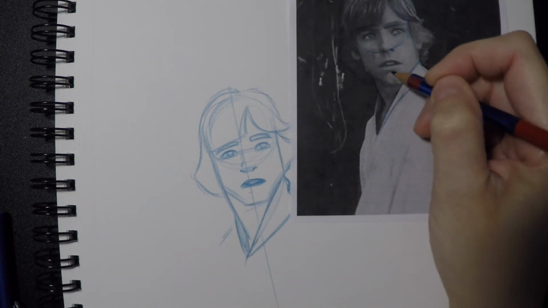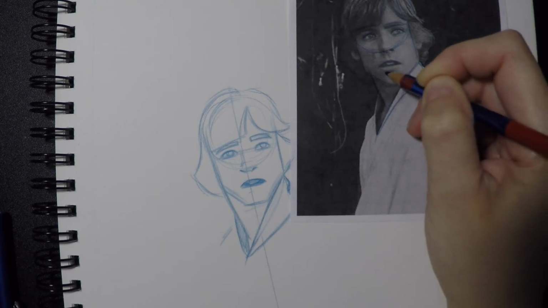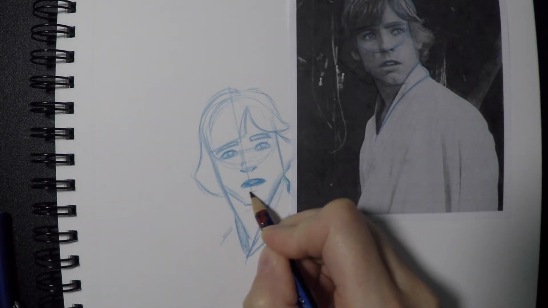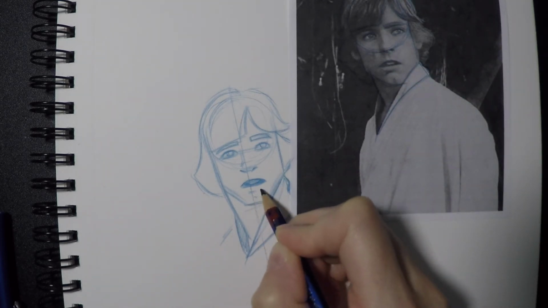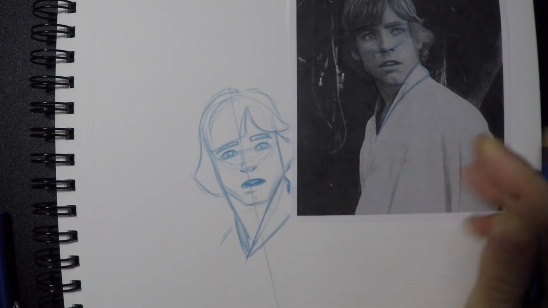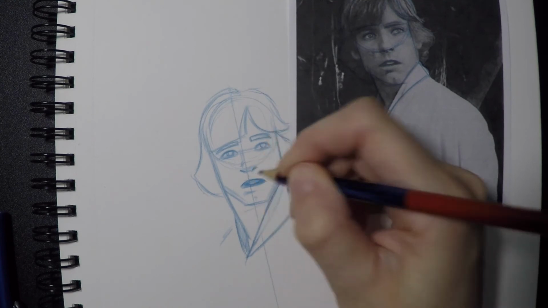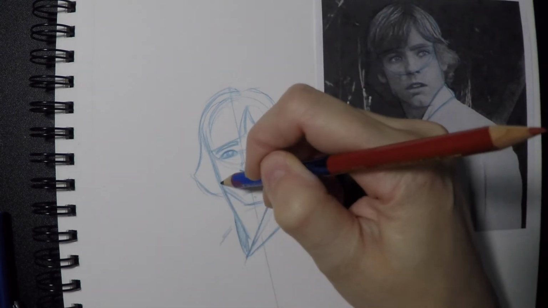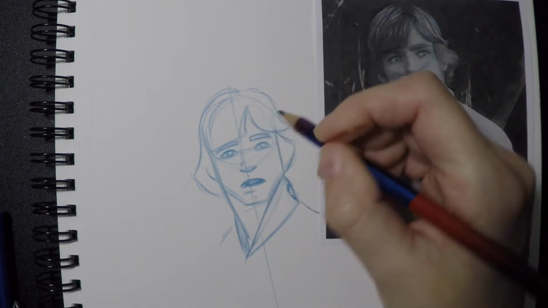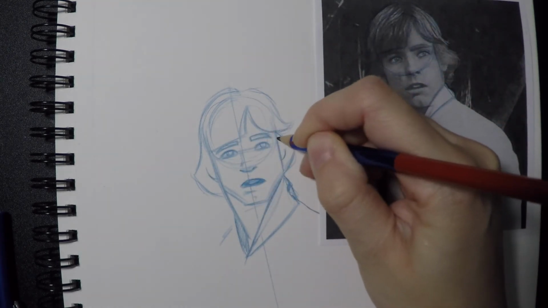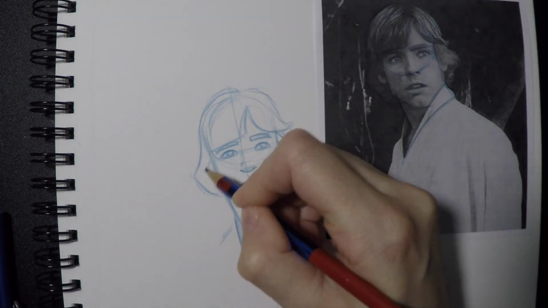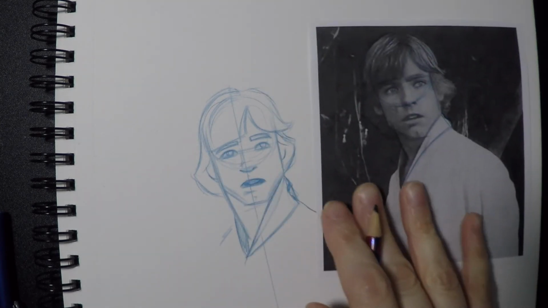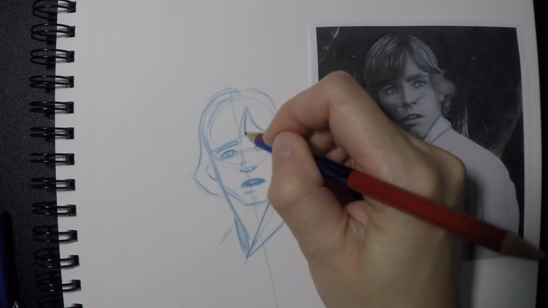The other thing I notice about Luke is that he has a little dimple in his chin there. So I'm going to make sure I include that because that's sort of a him. It's a detail that makes him look like him again. So there we go. And now that you have the general shapes down, you have his face down looking kind of like Luke Skywalker there.